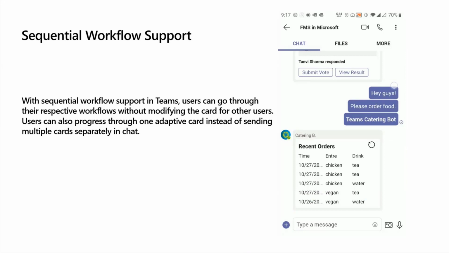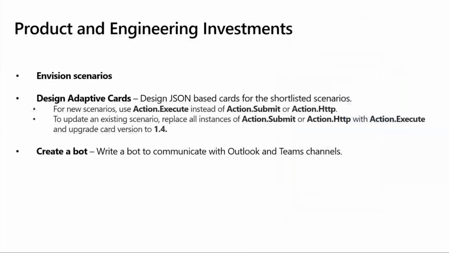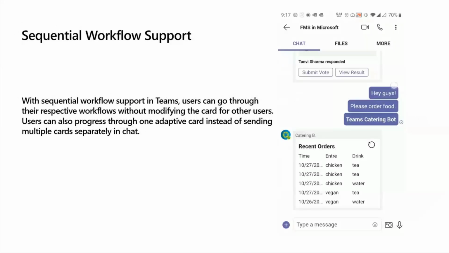One more thing that we can do using sequential workflows is that different people within the same chat can be on different stages of ordering food. Some people may not have even opened the chat. They would come and see the first view, while some people who could have already placed their orders, or be in the process of placing the order, the view would not change for them. So that is another interesting capability that is coming in.